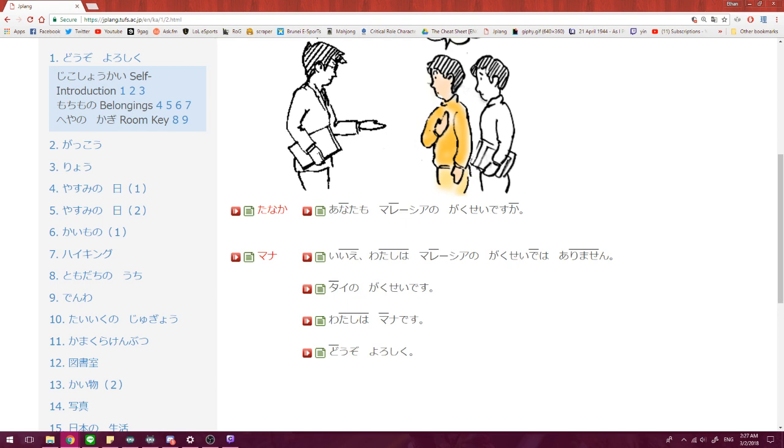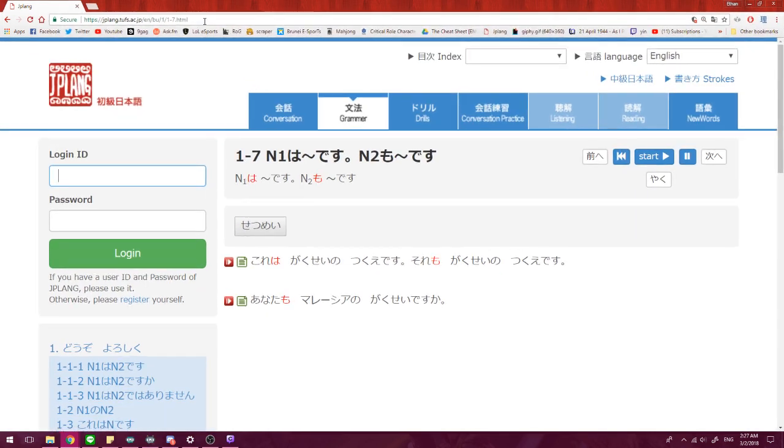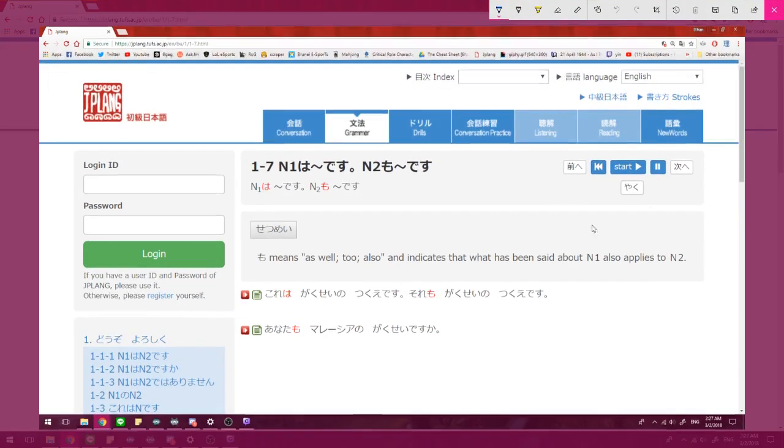So what I mean by this is, as soon as I find it, there we go. I forgot this. There we go. Right? So mo means as well, too or also. So what happens here is this. Like in English, when we use also, you have to use the also in addition to something, right? It can't just be random.